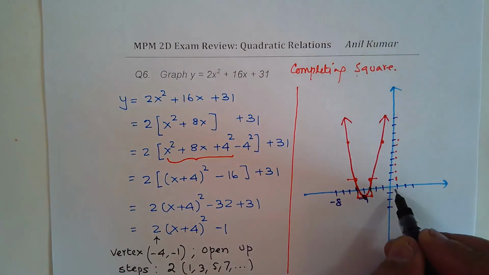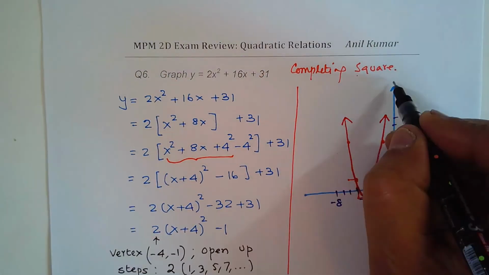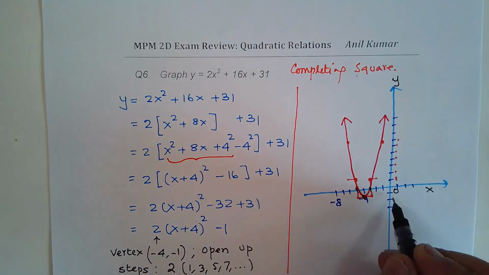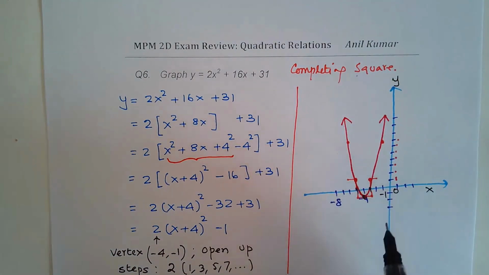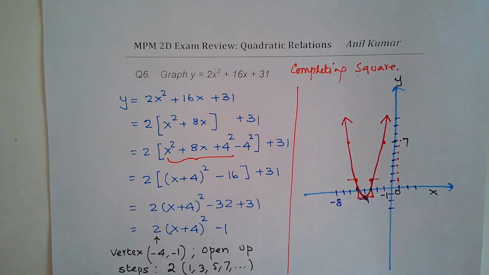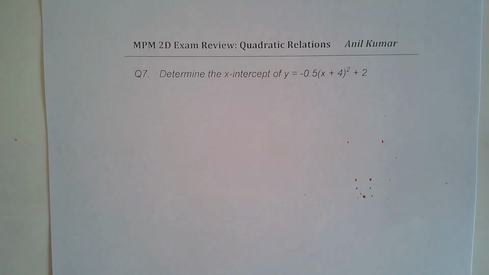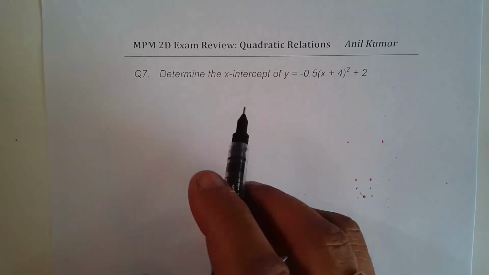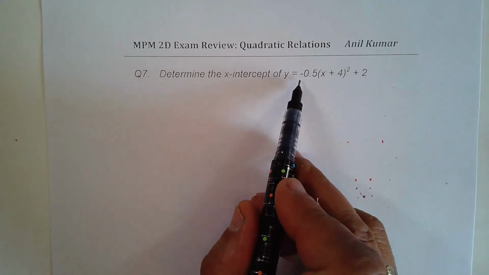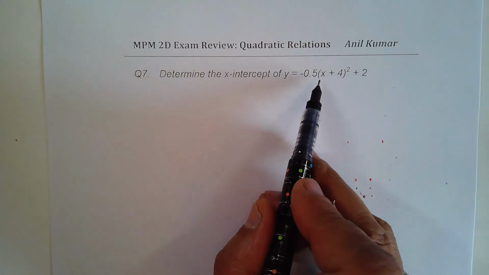So this is x and this is y for us, right? So this is -1 and that is 1, right? And this is 7 for us. So I hope that makes sense. Let's move on and take question number 7 now. Determine x-intercept of y equals to -0.5 times x plus 4 whole square plus 2.